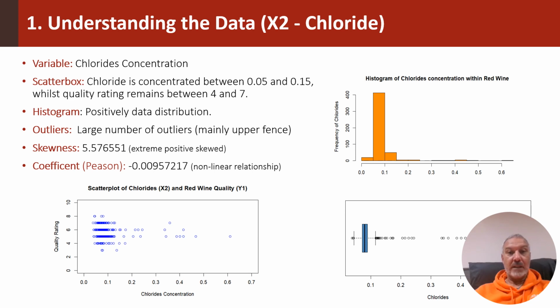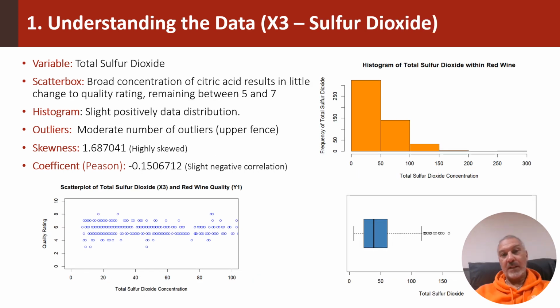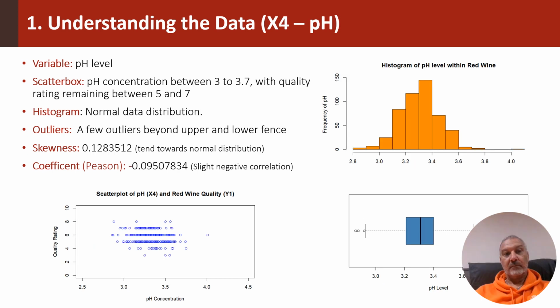Similarly, X3 variable sulfur dioxide is right skewed with no significant correlation to wine quality and a moderate number of outliers to the right of the upper fence. X4 variable pH level is normally distributed with only a few notable outliers, no linear correlation to wine quality, and the data is concentrated between 3 and 3.6 pH level.